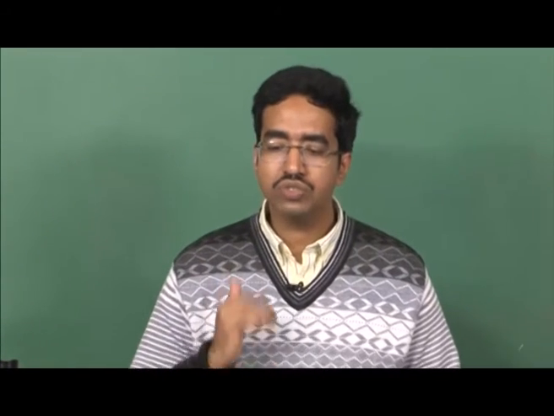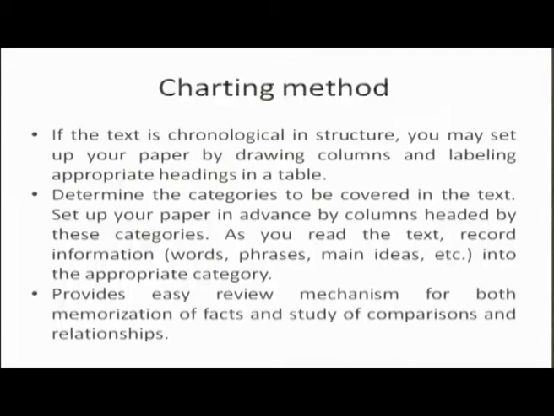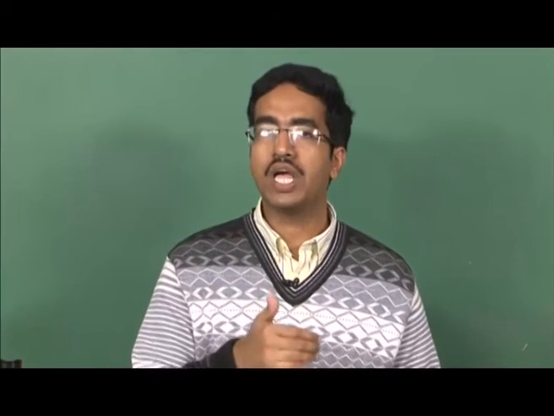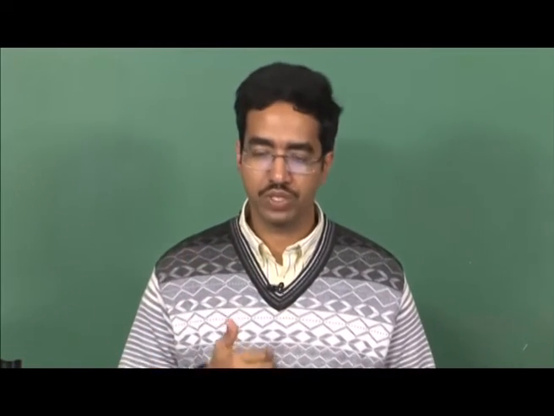Okay. Moving on, the next method is called charting method. If the text is chronological in structure, then this method is very useful. So, what we do here is we draw a table, and then using rows and columns you make notes. So, this helps you say to track something chronologically.